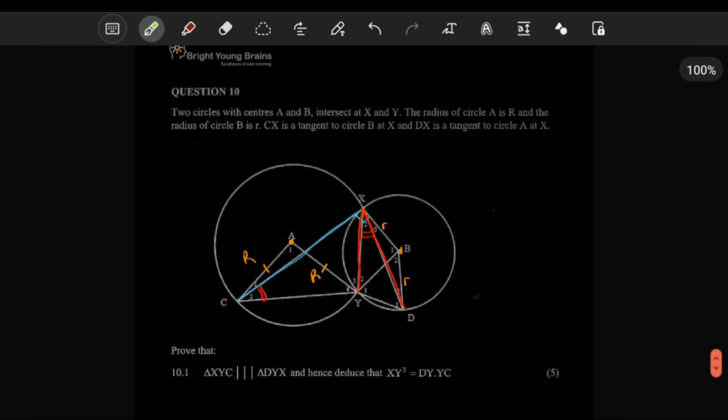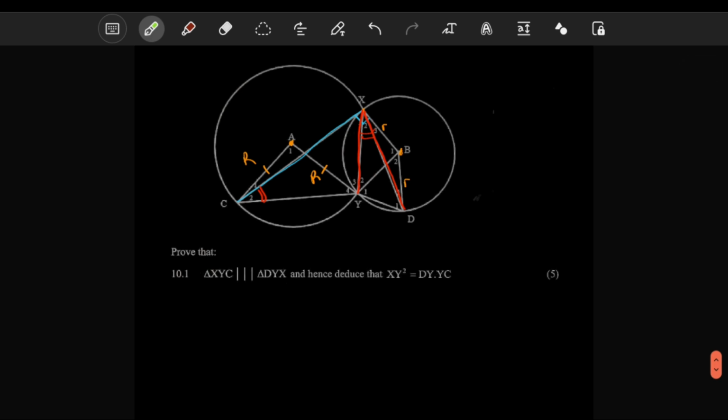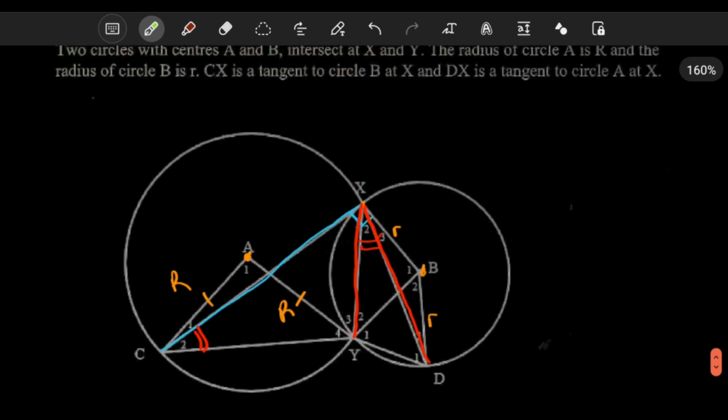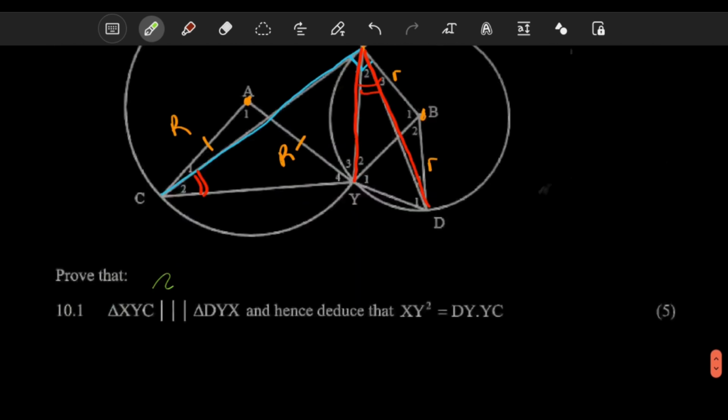Fine. We really don't want to overanalyze this kind of sketch because you will cry. 5 marks, they said here. Prove that XYC, where's XYC? X, where's Y? Y and C. Yes, this triangle over here. We should prove that it is similar. This is similarity. We should prove that it is similar to DYX. Where's DYX?